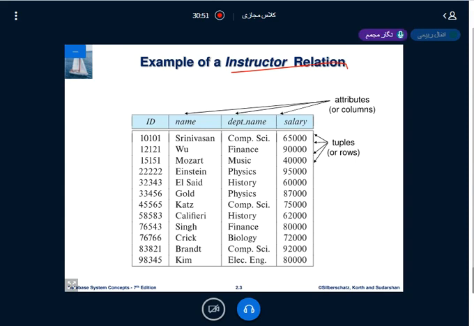Yes, the data can be changed. These data can be changed because it's a sample of the data.